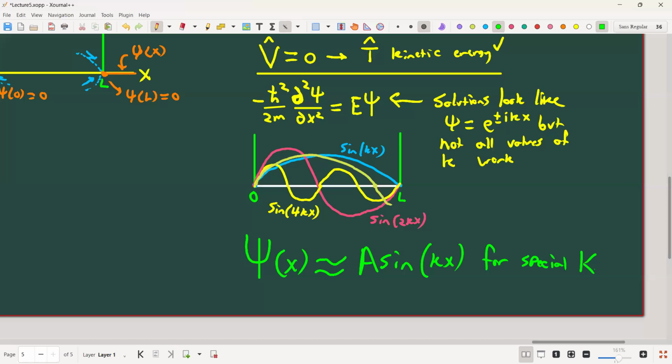I'm not going to spend too much time deriving it, but the idea is that the solution is that k times L needs to be a multiple of pi, n pi, for n equals 1, 2, 3, 4, and so on. So the allowed values of k in our box are related to some number n and the length.